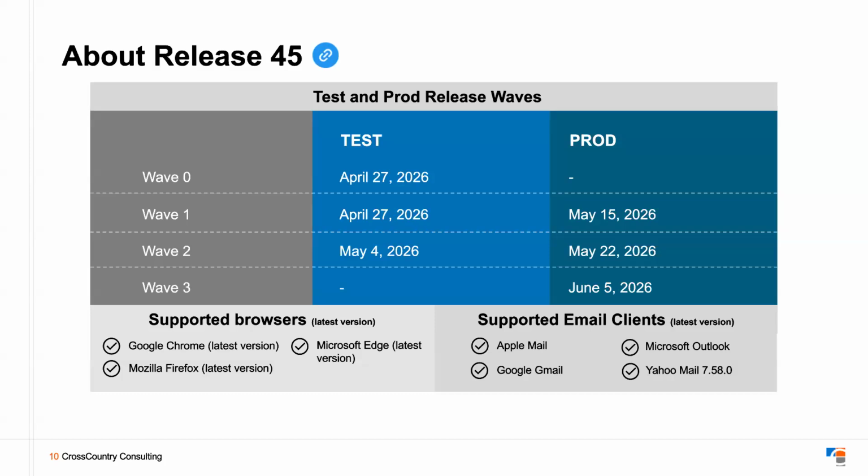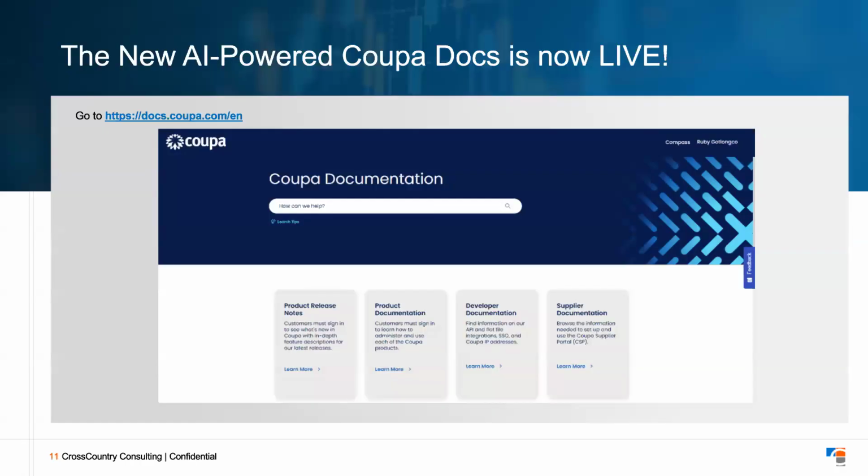Okay, let's get into the platform highlights. Awesome. So, of course, we have to talk about AI. As of late 2025, early 2026, Coupa is heavily investing in integrating AI across their platform. This specifically is showing us one of the ways users can interact with documentation. So the new AI-driven approach is going to provide a faster, more conversational experience for finding documentation.